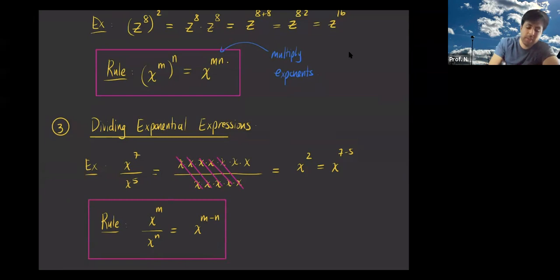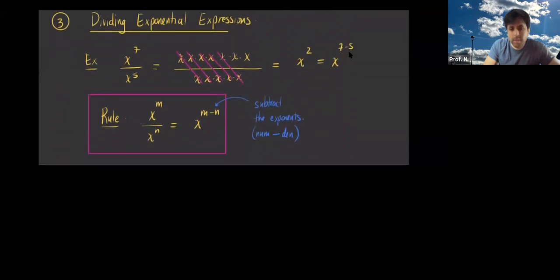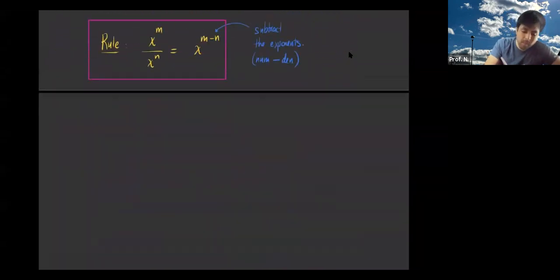And we have a subtraction of the exponents. And of course, it's the numerator minus the denominator. It's the exponent in the numerator subtracted from the exponent in the denominator. So that's when you divide exponential expressions, you subtract the exponents. Okay, so far, hopefully so good.